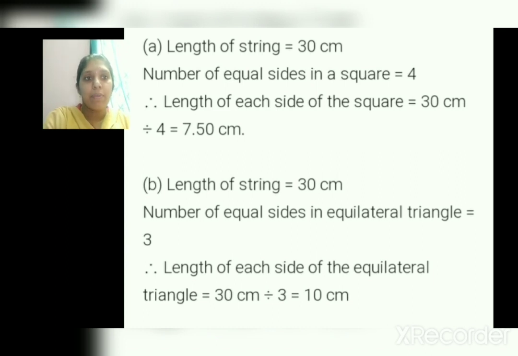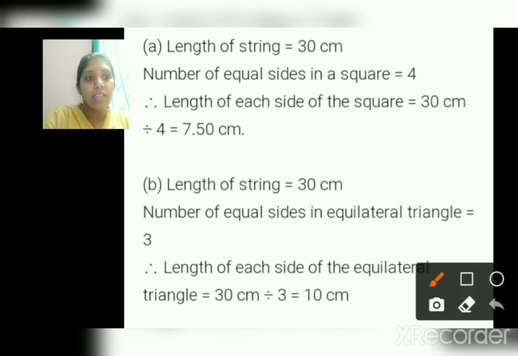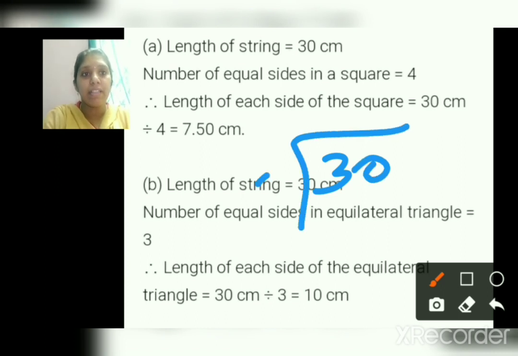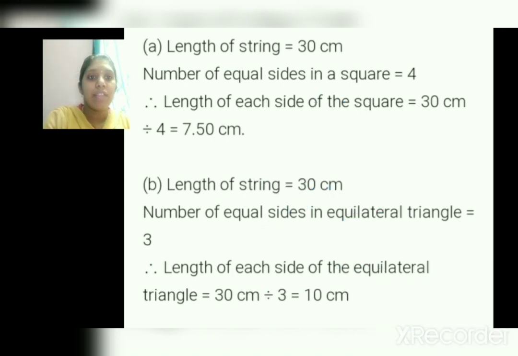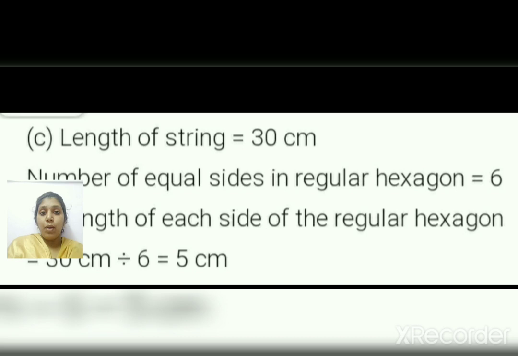So number of equal sides in equilateral triangle is equal to 3. So we have to find the length of each side. So 30 divided by 3. So 30 divided by 3 is nothing but 10 times 30. So we have 10. 3 tens are 30. So we have 10 centimeter. Clear?